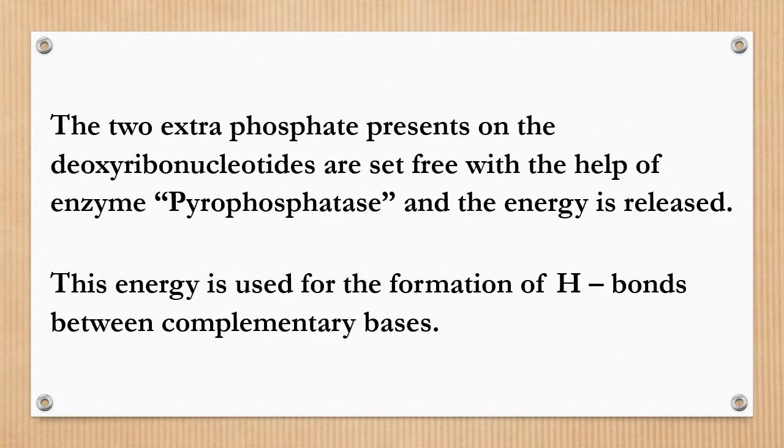The two extra phosphates present on the deoxyribonucleotides are set free with the help of an enzyme pyrophosphatase, and the energy is released, and this energy is used for the formation of hydrogen bonds between complementary bases. Remember.